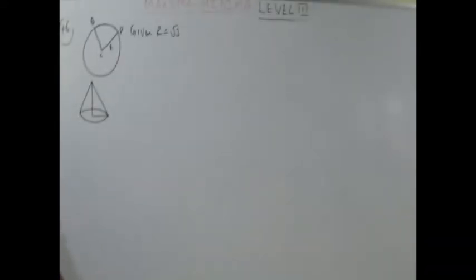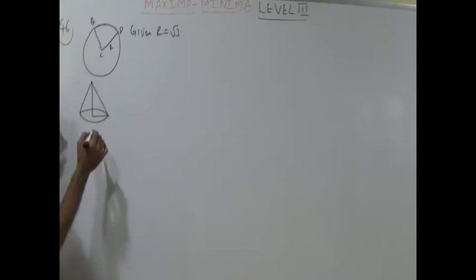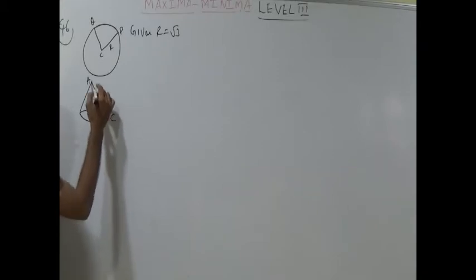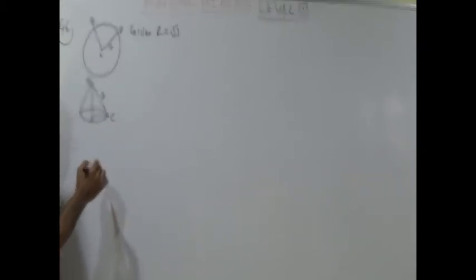So after cutting, that circle became in the form of a cone. Let us put the name ABC here. Using this one only we got it. So this is the capital R radius. By folding this one we got it. So this is small h and this is small r.